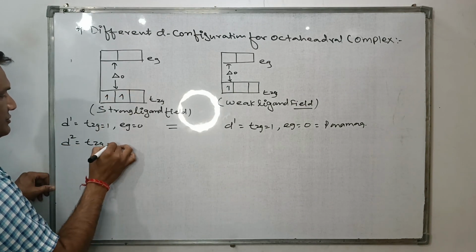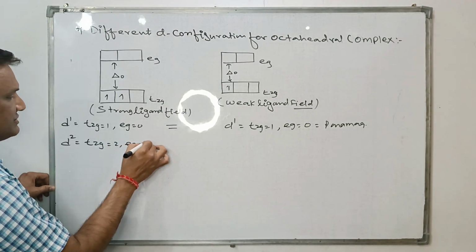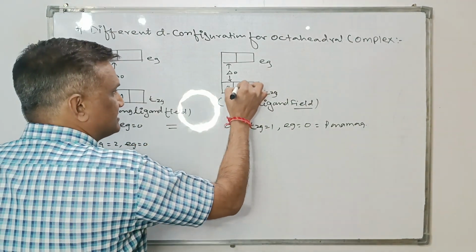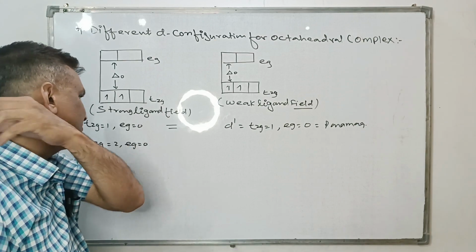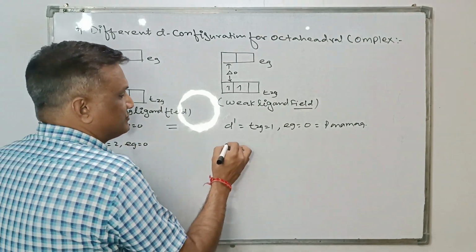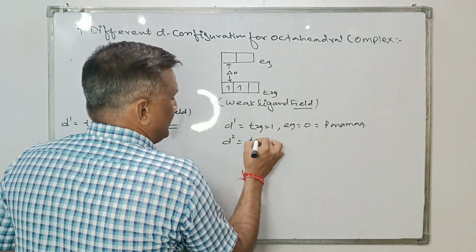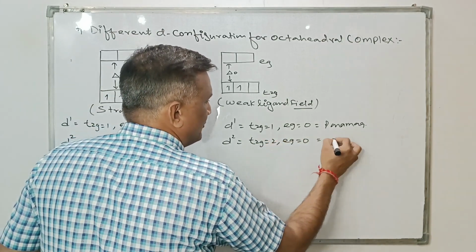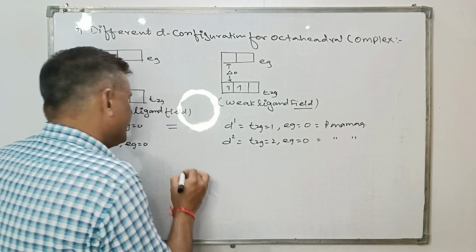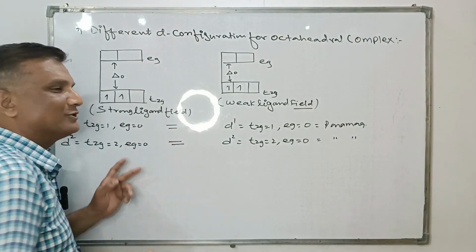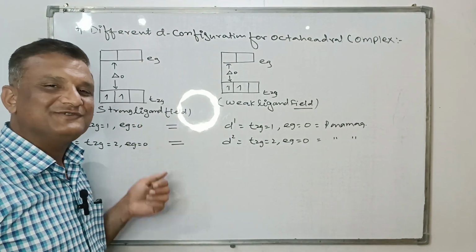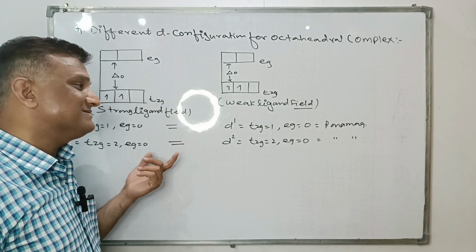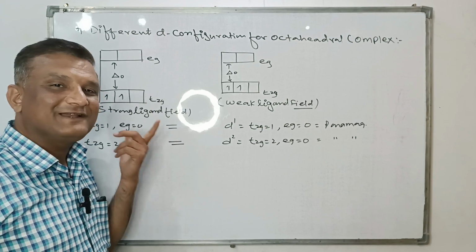If you go with the d2 configuration, then t2g is 2 and eg is equal to 0. For the weak field, it will be t2g is equal to 2 and eg is again 0, and both have the same paramagnetism because both have two unpaired electrons in the t2g set of orbitals. Means there is no change for d1 and d2.